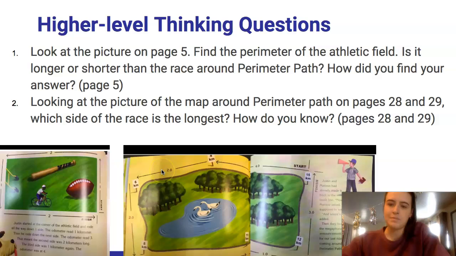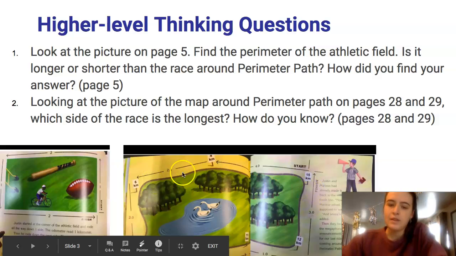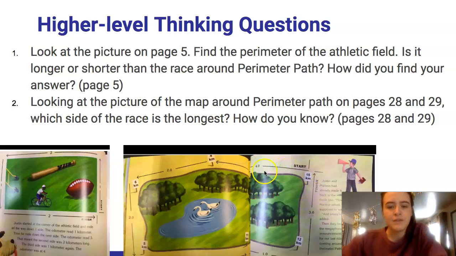The second place I would stop in the book is on pages 28 and 29, and I'd be asking which side of the race is longest and how do you know? This one could be trickier just because of how this picture is laid out. For example, on this side, this length is 3 and it's marked like that, but on this whole length, they have it kind of split up. They have only 4 kilometers marked right here and then 2 over here. So they'd have to add those 2 lengths up to make 6, which might be kind of tricky for kids because they have to look at it differently, but it'd be a good one for them to turn to their elbow partner and discuss.